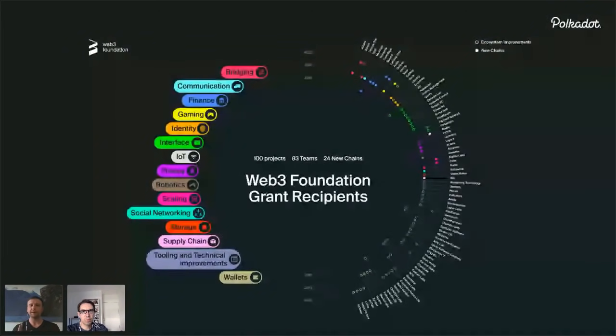So this is a graphic. There's also, if you Google Web3 grants, plenty of information you can read if you are a developer interested in receiving or applying for a grant, or if you're interested in just learning more about all these 100 projects here on the right and what they're building right now.